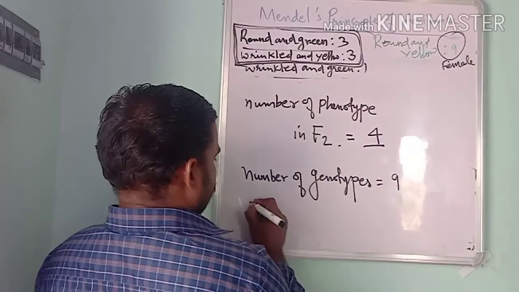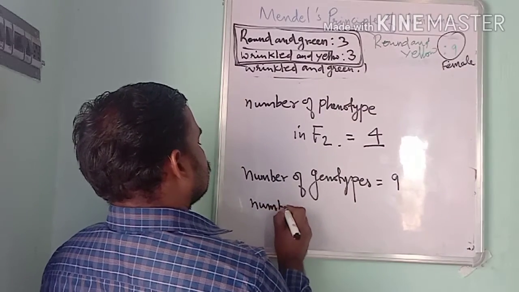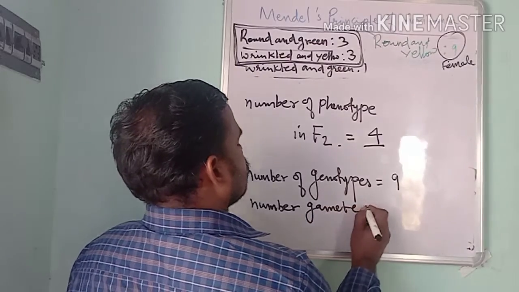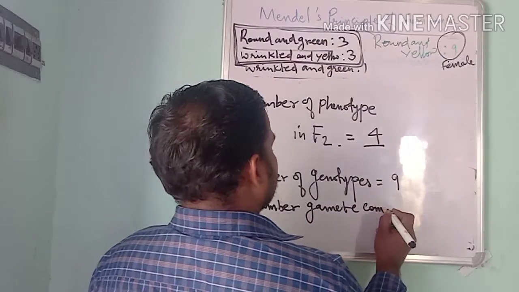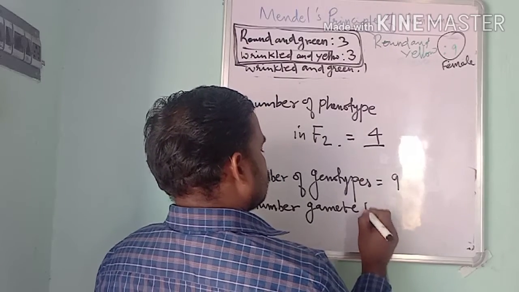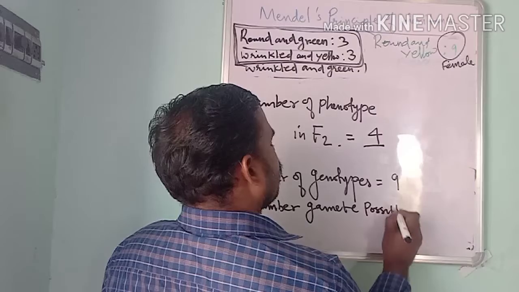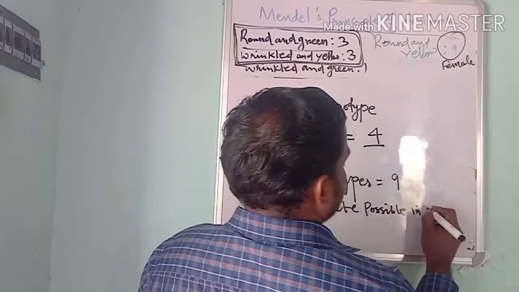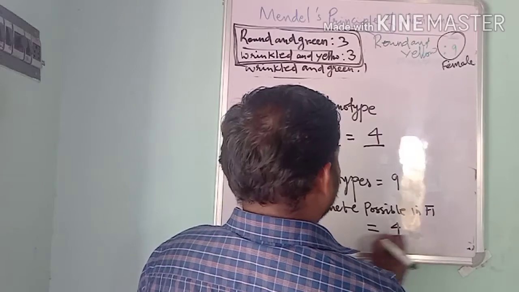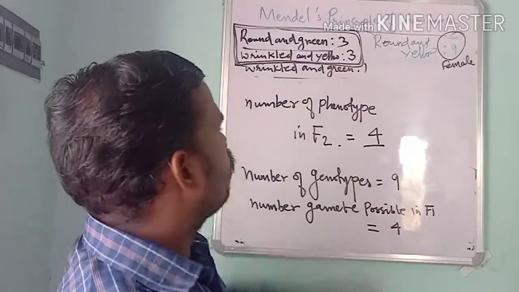So number of possible in a formula, so we will get it in 4. You understand? All the things you have to keep in your mind.